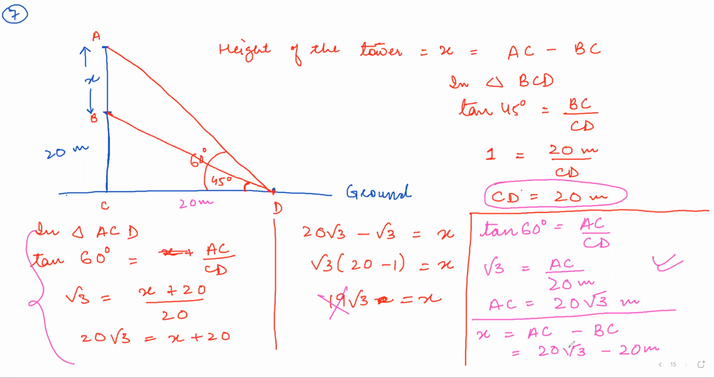Okay, this is right. So your x is this. You can take 20 common. So you have 20 times root 3 minus 1 meters. So this is the answer I'm getting. Now come back to this. Here is the mistake I have done. AC is x plus 20 and then divided by 20. 20 root 3 is x plus 20. Oh, Harsha, this was not minus root 3. This was 20 root 3 minus 20, right?